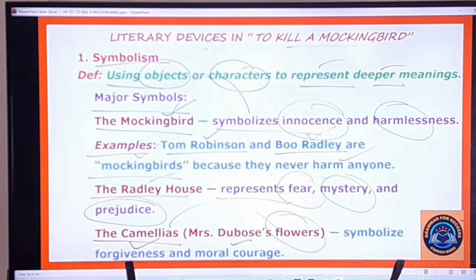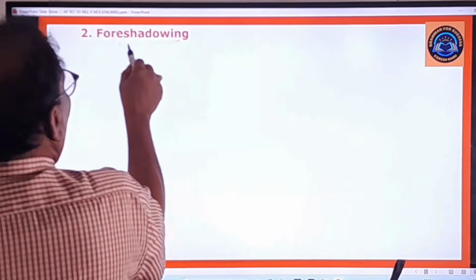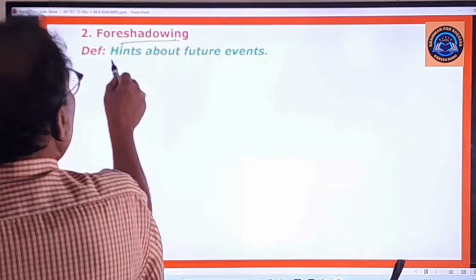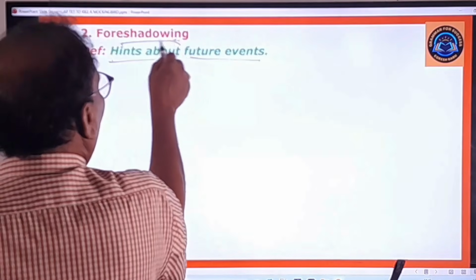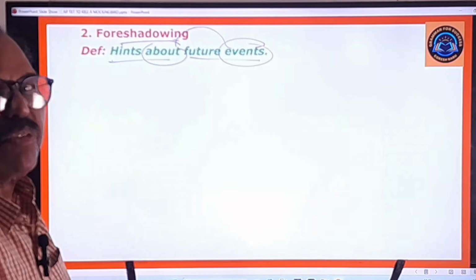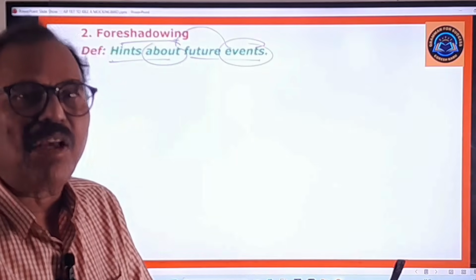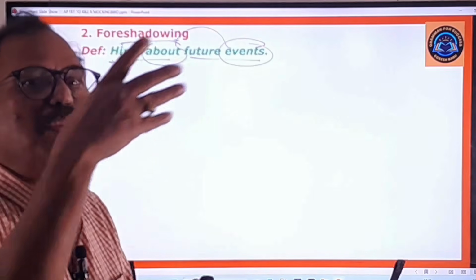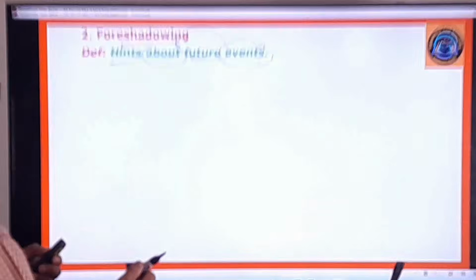And you move on to other literary devices. You go to the next one, foreshadowing. Foreshadowing means what? Hints about future events. That means hinting about future events. Foreshadowing is nothing but a beautiful literary device. It tells the audience or the readers what actually is going to take place in the coming story. So that is called foreshadowing.